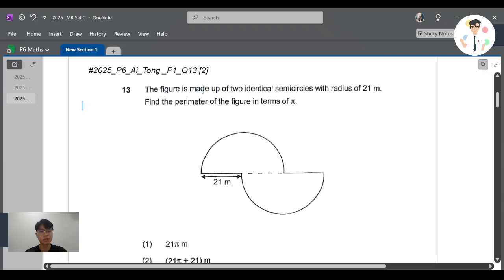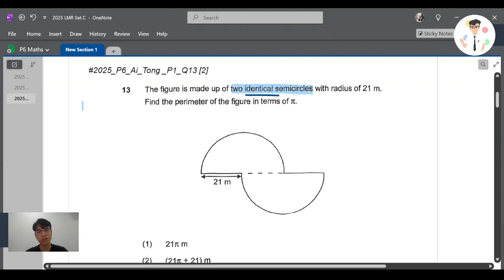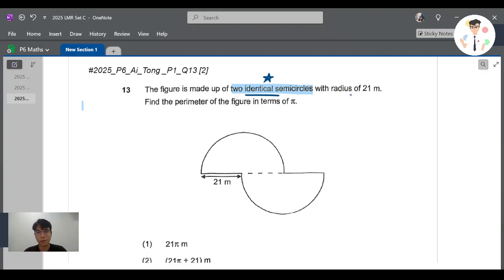Here it says that the figure is made out of two identical semicircles. Again, when you see the word identical, this is a very important keyword, reminding you that these two are almost the same semicircle. And the radius is 21 meters. So if this is the radius, then this will of course also be the radius, and this will also be the radius because they are identical. Now they are asking us to find the perimeter of the figure in terms of pi.